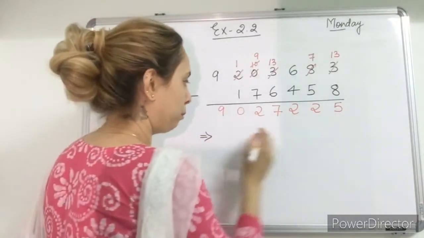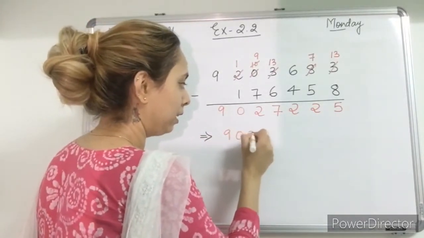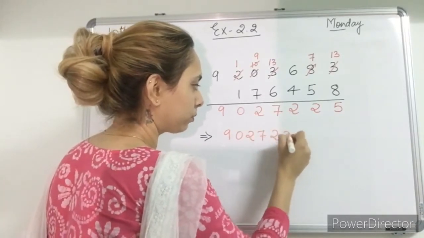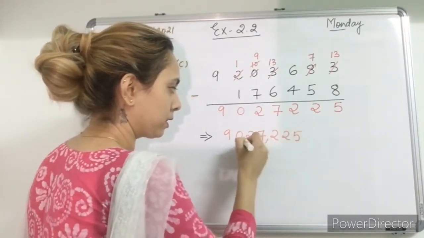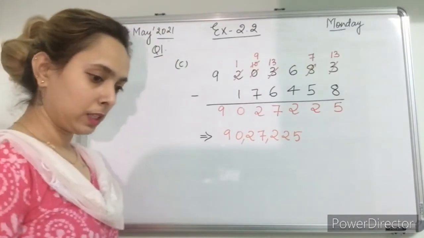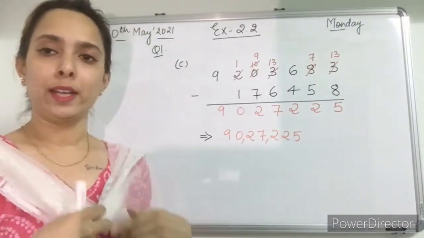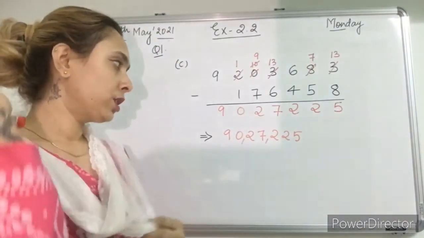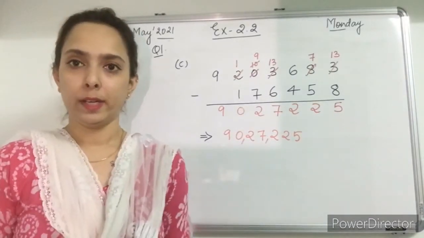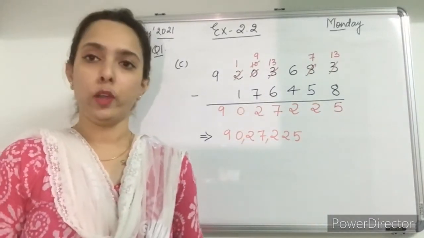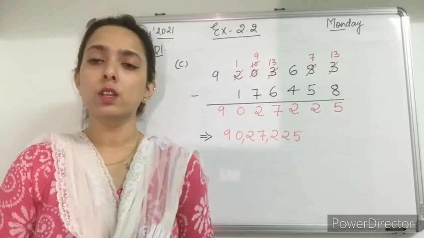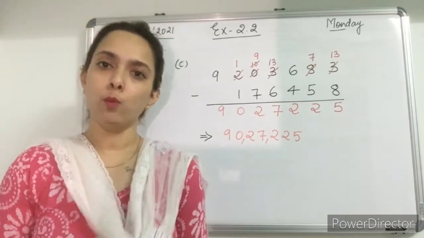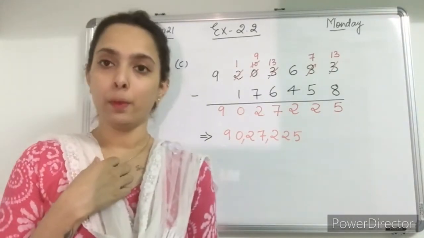So we will write this answer again by putting periods in it. So our answer is 90,20,225. So in this way you have to solve all the questions, all the parts from question number 1. Let's start with question number 2 now.